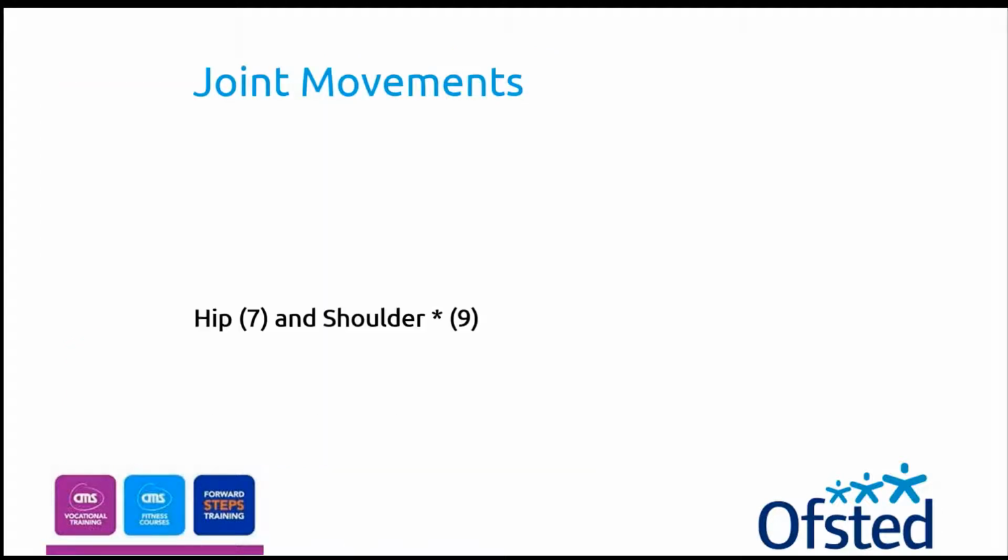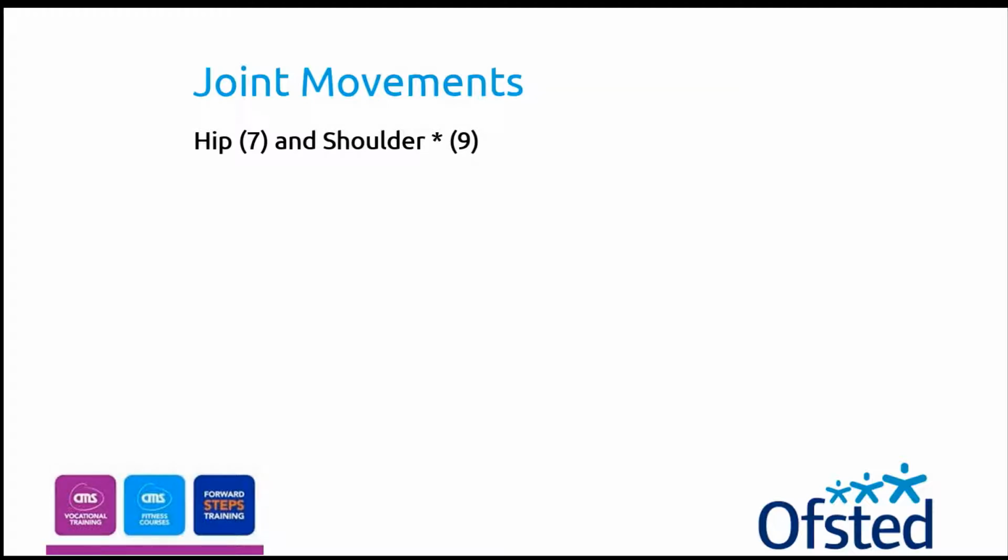So you can try and learn some of them together. Your hip and your shoulder are both ball and socket joints. Your hip, you can do 7 movements, and the shoulder, you can do 9. So if you can remember the 7 to begin with, you remember both of the movements for the hip and the shoulder, and then hopefully it's just a matter of remembering 2 more movements for the shoulder.